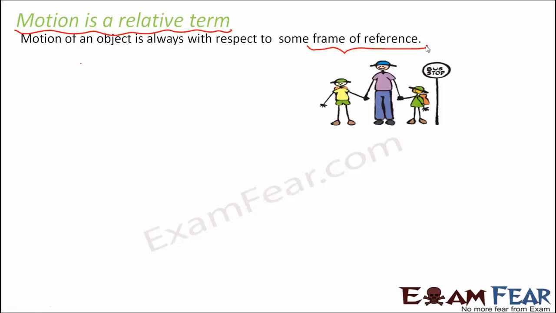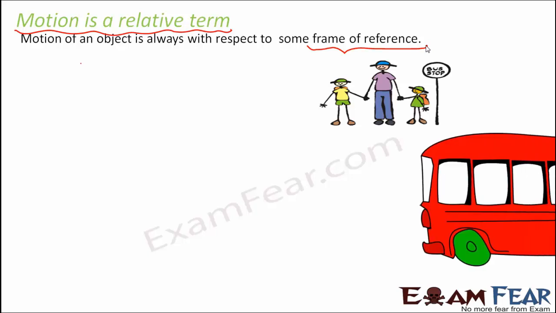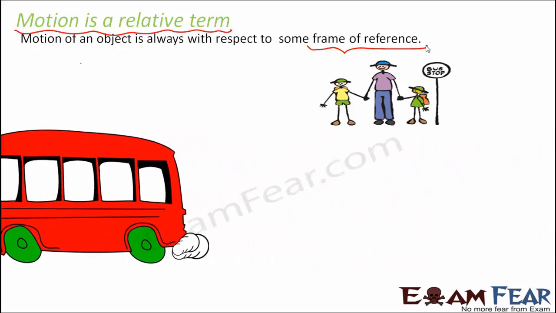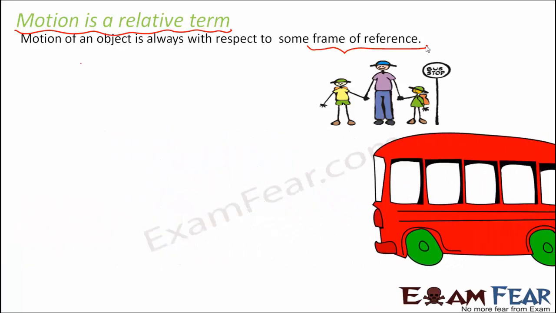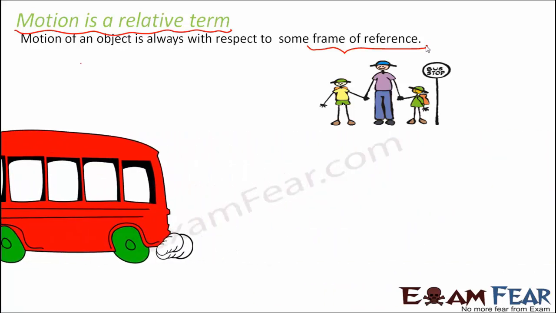For example, let us look at this example. Let's say that these people are standing at the bus stop waiting for a bus. Now there is a bus which just moves by. Okay, so what will you say? Is the bus moving?